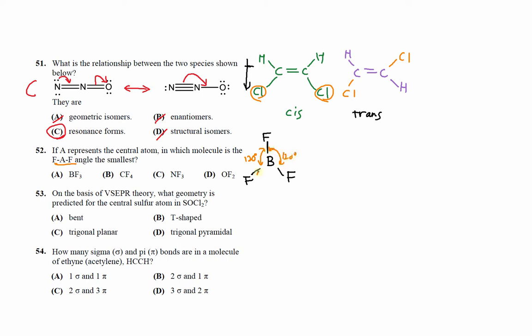Okay, they all become 120 degrees, and think of it as being on a page or on a plane, and that's why we call it trigonal planar geometric shape. So that was A.